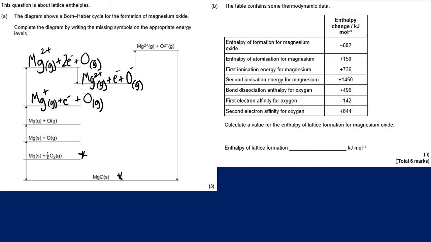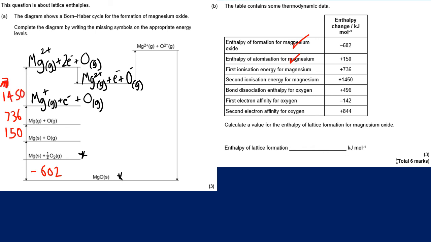Okay, calculation then. So what I'm going to do is take the values, I'm going to show them on the cycle. So enthalpy of formation of magnesium oxide is -602, that's right there. Then we have the enthalpy of atomization for magnesium, and it's just one of them. That value goes here. That's the atomization of magnesium. Then we've got the ionization of magnesium. So that's the first one here, that's 736, right there. Then we've got the second, which is 1450.